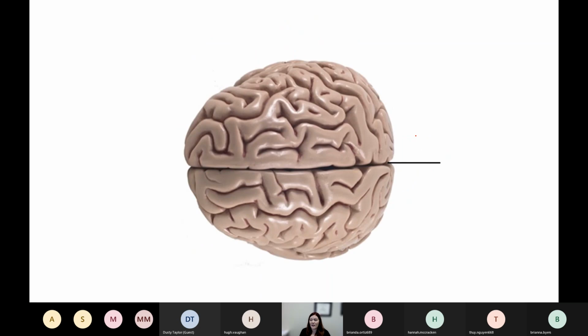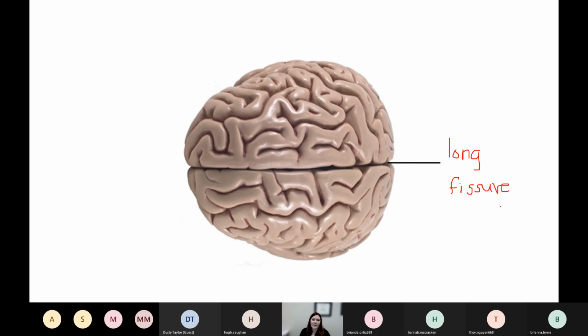The other dividing line for us to be aware of in the brain is the line that divides the left half from the right half. This is something called the longitudinal fissure. This divides the left hemisphere from the right hemisphere.